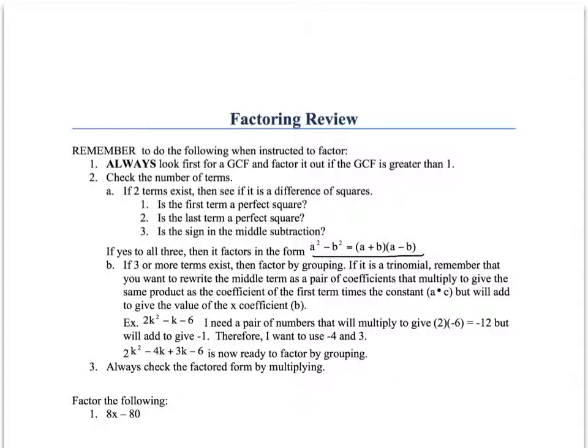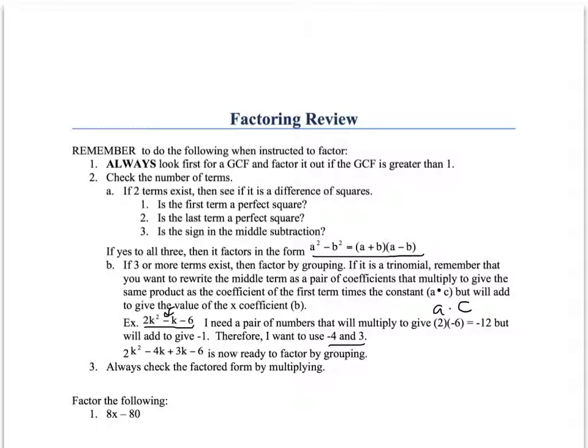So for example, if we were to look at 2k squared minus k minus 6, I'm going to need a pair of numbers that would multiply to give me the A times the C, which is 2 times negative 6, or a negative 12. But it has to add to give me the negative 1, which is the B value. Notice that it's right in front of the K, and I didn't see a number there, I just saw the negative sign. Remember, if you don't see a number, there's a 1 that's a coefficient, so that's why it has to add to give us negative 1. The pair we need is negative 4 and a positive 3. Now, it's ready to factor by grouping.